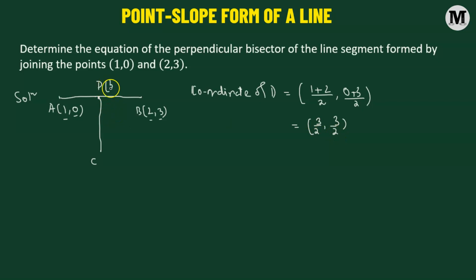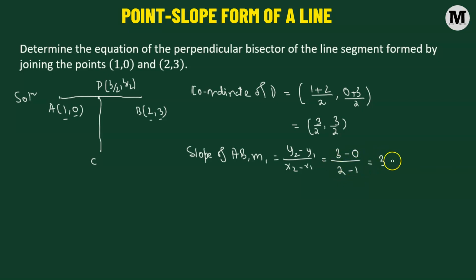So now that we have (3/2, 3/2), our next goal will be to determine the slope of AB. So let's find out the slope of line AB. Here we are going to represent it by the letter M1. This will be given by the difference of the y coordinates divided by the difference of the x coordinates. So in the numerator we're going to take 3 minus 0, divided by the difference of the x coordinates, which is simply 2 minus 1. This gives us a value of 3. So this is the slope of line AB.